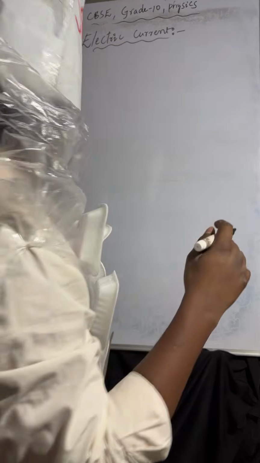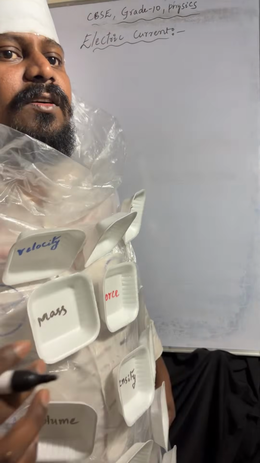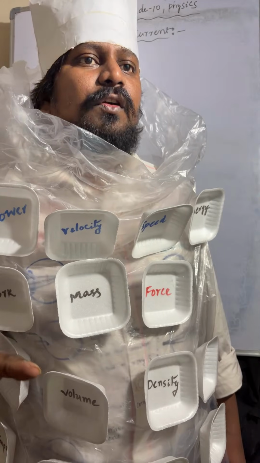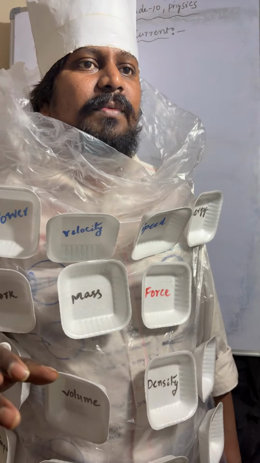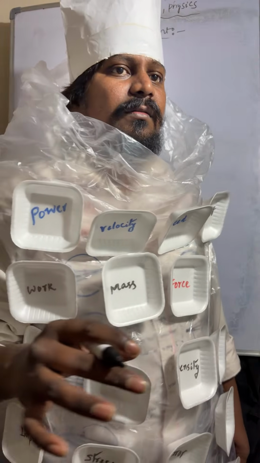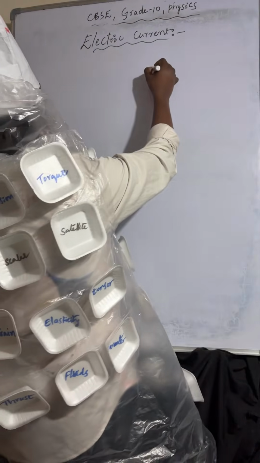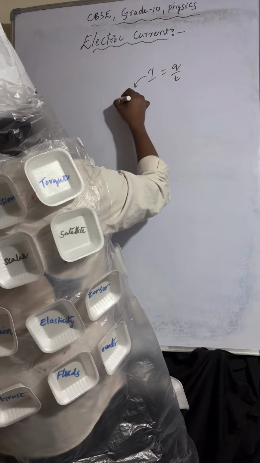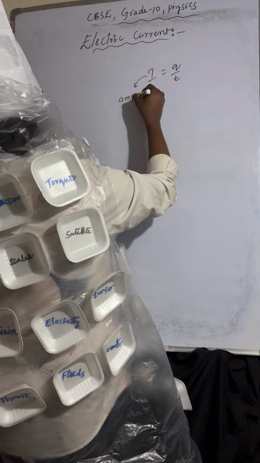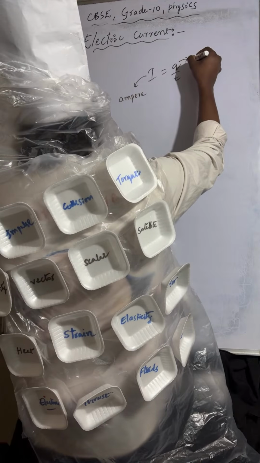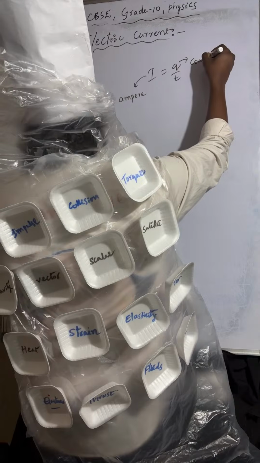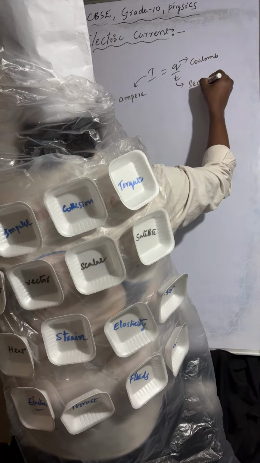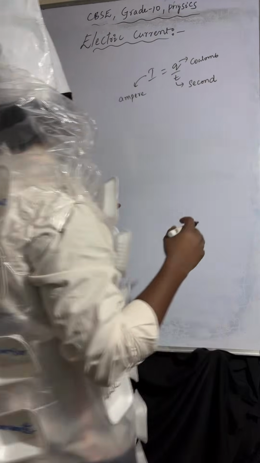So electric current, the flow of charge is called electric current. I equal to Q by T. So SI unit of current is ampere, SI unit of charge is coulomb, SI unit of time is second.